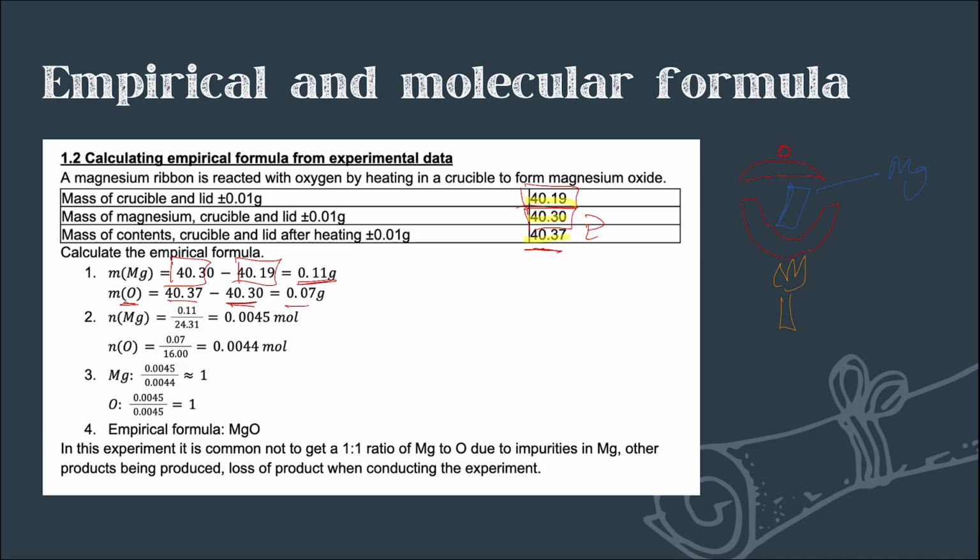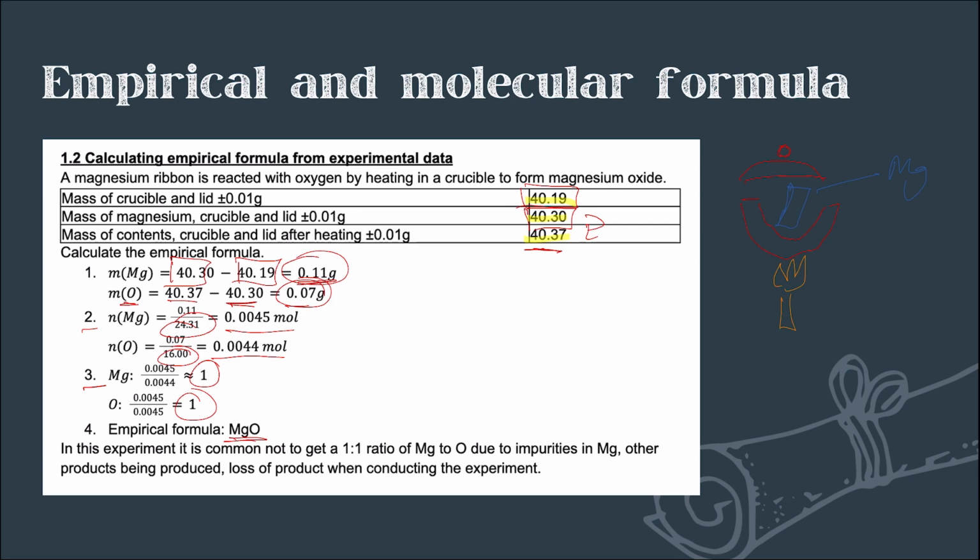If we divide each of these by their respective Ars, we will get their amounts in moles, which is the second step. And then finally, if we divide them all by the lowest number, 0.0044, we can get the ratio. So it's 1:1. So the empirical formula is actually MgO.